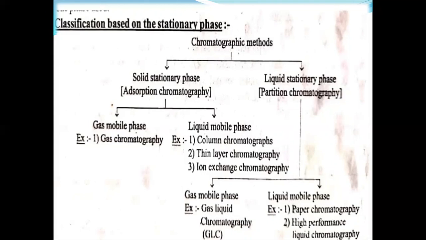And coming to the liquid mobile phase, a solid stationary phase is used and the mobile phase is liquid. In this category, we have column chromatography, thin layer chromatography, and ion exchange chromatography. In column chromatography, thin layer chromatography, and ion exchange chromatography, the stationary phase is solid and the mobile phase is liquid.